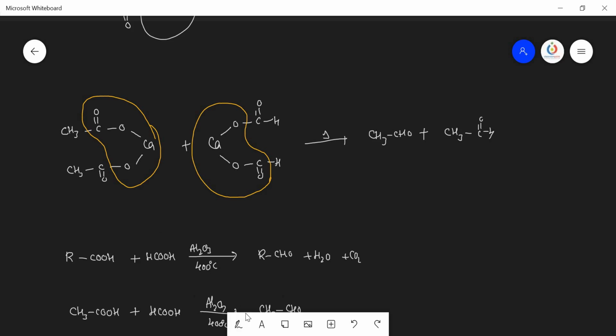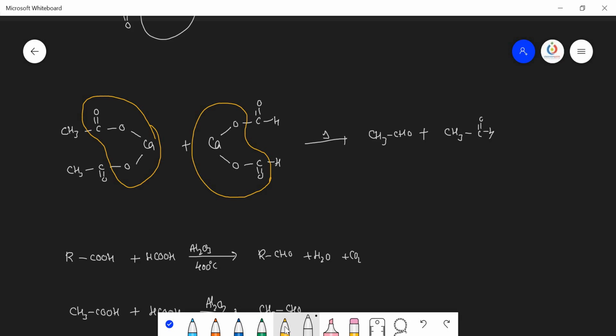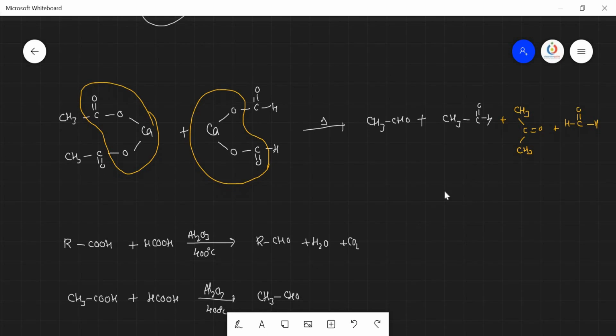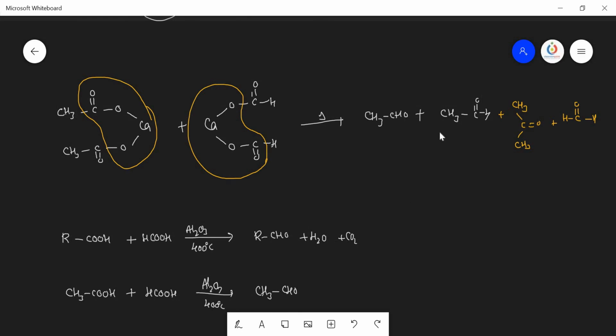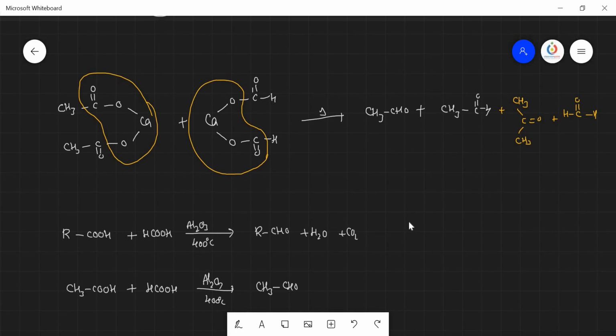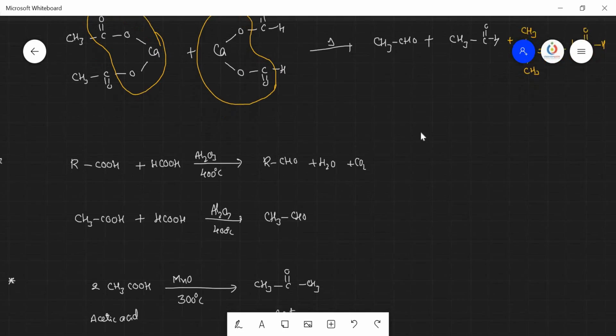2 moles of aldehyde we get, and apart from this, there is a chance for the formation of others. CH3 can also connect over here to give the acetone part, CH3 C double bond O CH3, and there is a chance for this hydrogen to connect over here to give the formaldehyde. So it is not certain that we will get only aldehydes. There are chances for the formation of other products in the distillation of calcium acetate or calcium salts of carboxylic acids.